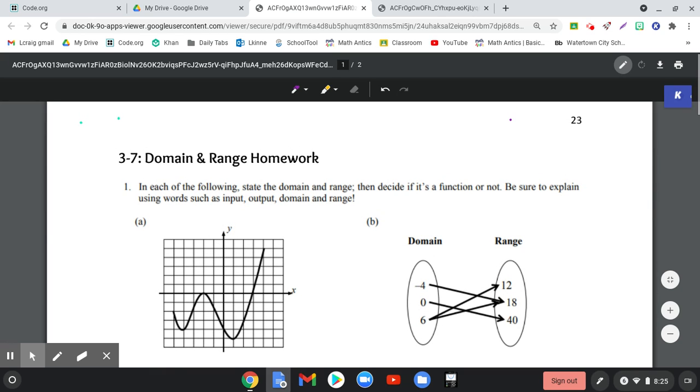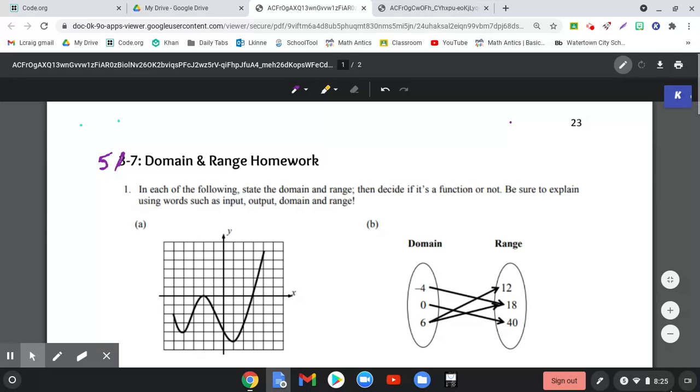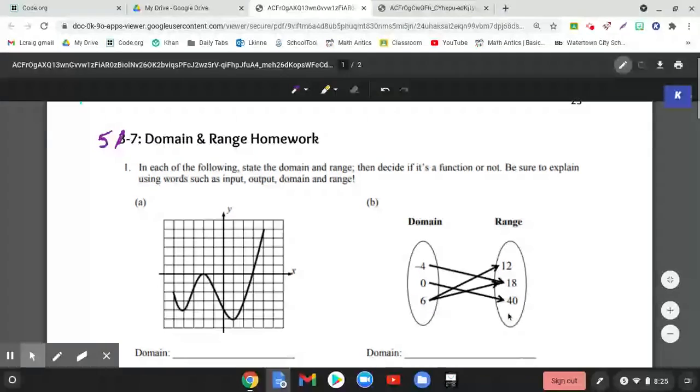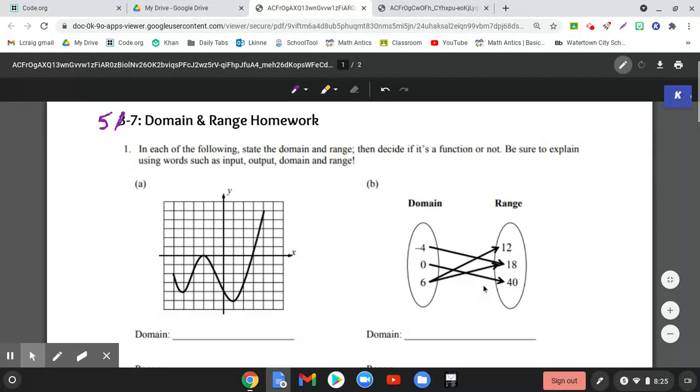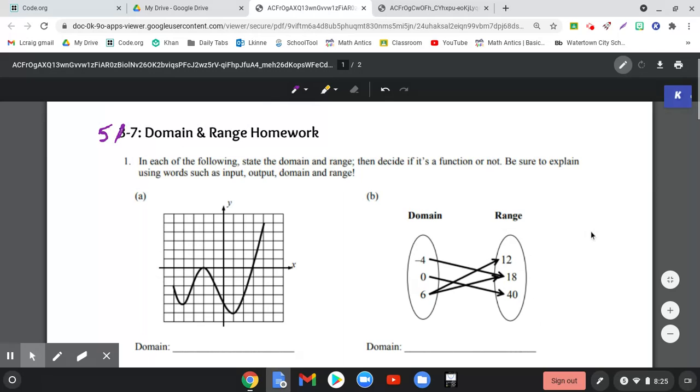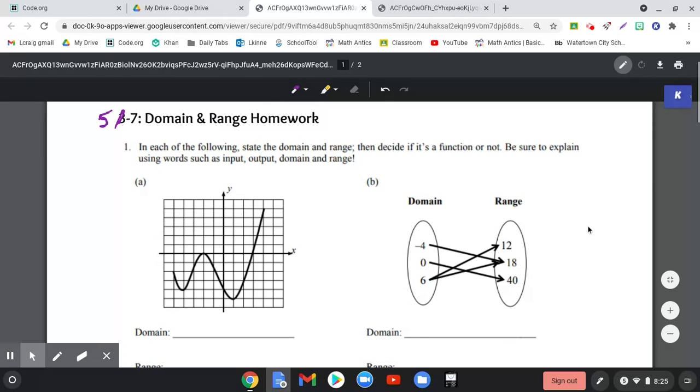Good morning, everyone. So today we're going to talk about the very last 2 pages in your packet. It's the domain and range homework, but also the quiz review. There will not be a test this unit. There's going to be a final quiz, just because we're switching over to the new marking period.